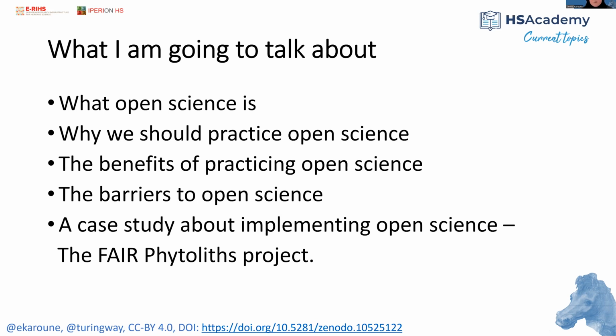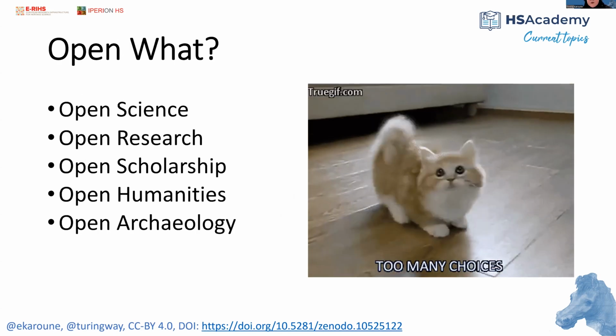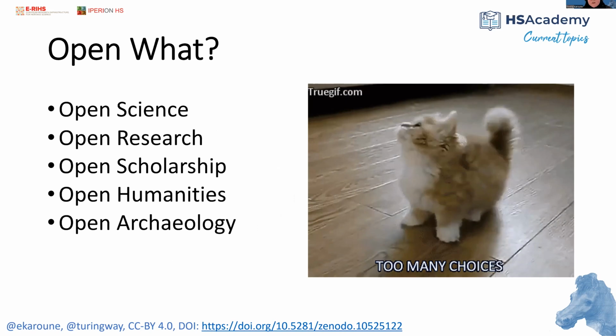And then I'm going to go on to talk about this case study, which is the project that I've been leading called the FAIR Phytolith Project, which really is trying to implement open research or open science practices quite widely in a discipline. So it's a really good example of trying to change the research culture of a particular discipline. So to start off with, what is open science?